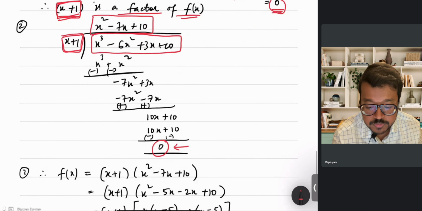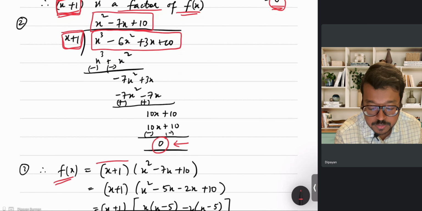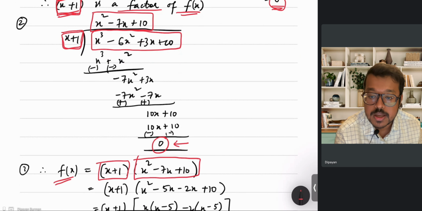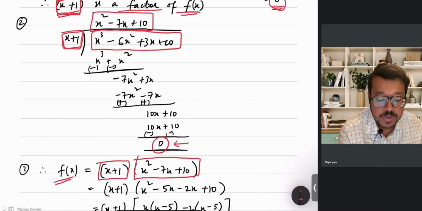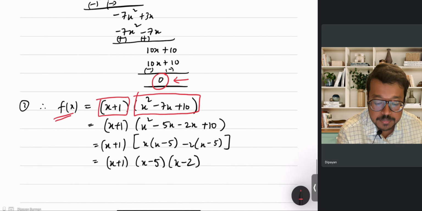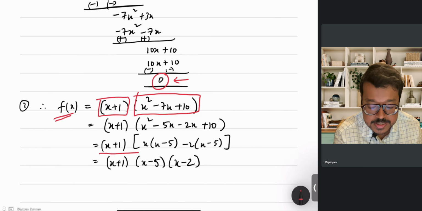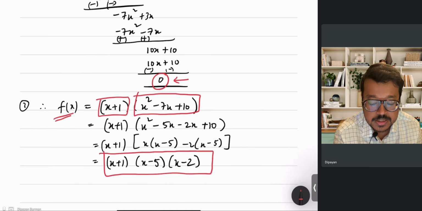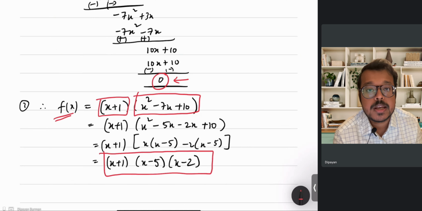So my conclusion will be that the cubic polynomial f of x is actually x plus 1, the divisor, multiplied by the quotient x square minus 7x plus 10. So the quotient is a quadratic polynomial, and we can split the middle term to say that the cubic polynomial finally when factorized is actually the product of these 3 linear factors, x plus 1 multiplied by x minus 5 multiplied by x minus 2.